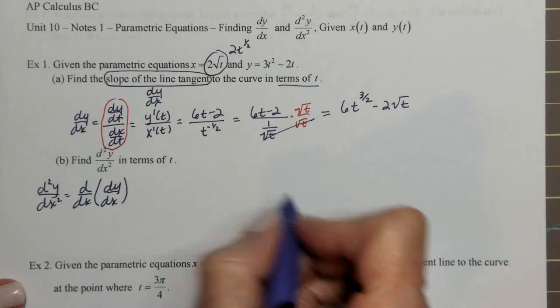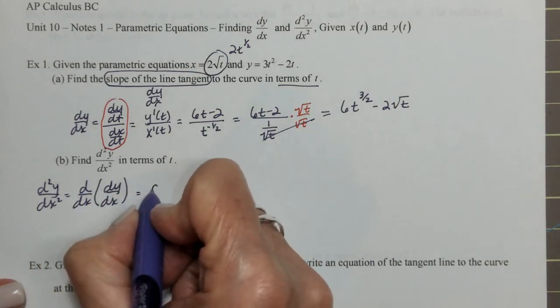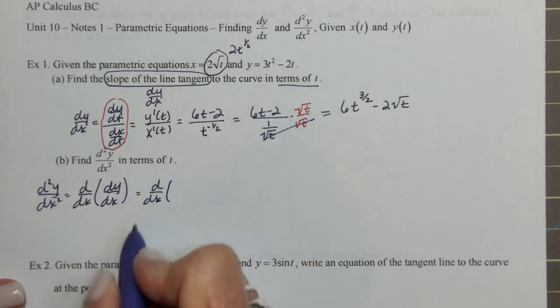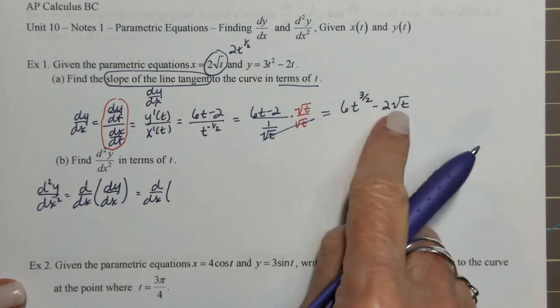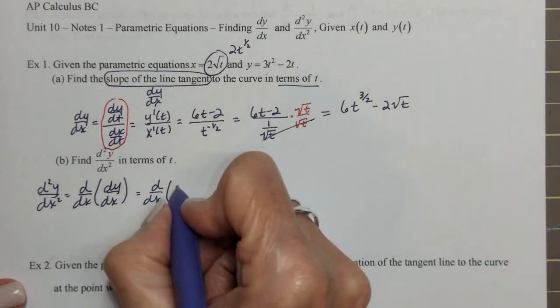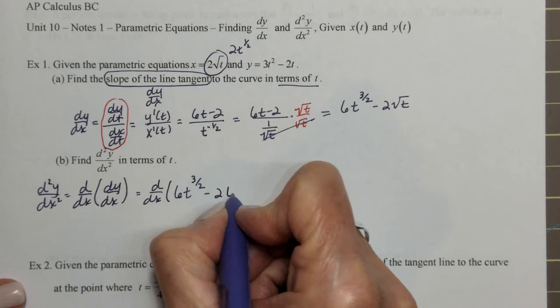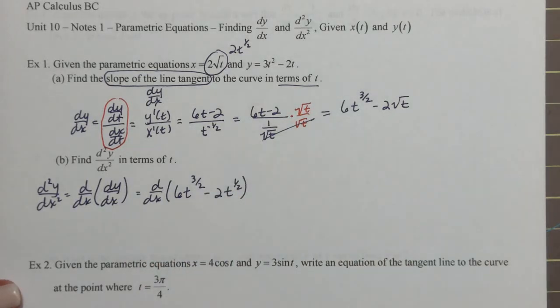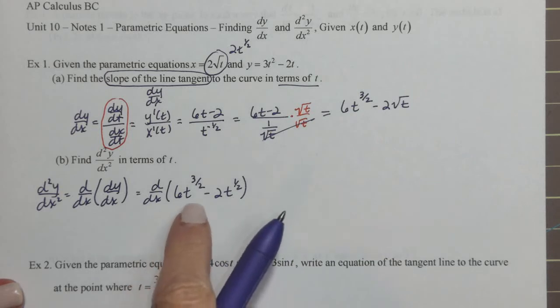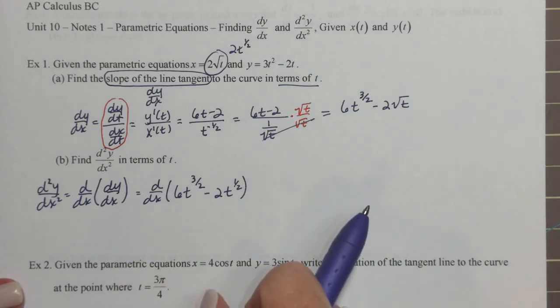Okay? Usually everybody is great with me right there. Now that means we have the derivative with respect to x of dy/dx, which is what we just found: 6t^(3/2) minus 2t^(1/2), since we're about to take the derivative. We are taking the derivative of this with respect to x, so we have to use implicit differentiation.